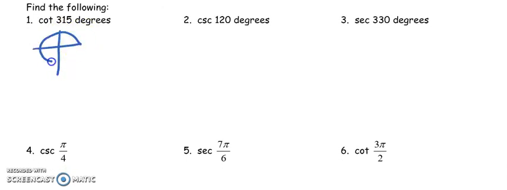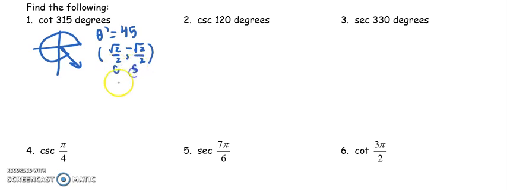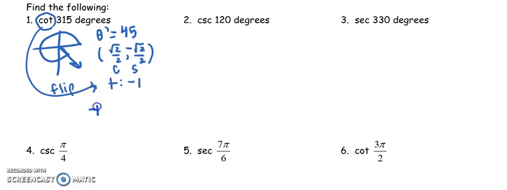So 315 hits us right here. Our reference angle is 45 degrees. We know that at 45 degrees, it's root 2 over 2, root 2 over 2. But I went to the right and I went down, so this one's negative. And then we know this is cosine and sine, and our tangent is sine divided by cosine, so it's negative 1. Now we want cotangent, right? So we know we are going to flip that right there. Well, the reciprocal of negative 1 is negative 1. Done with that one.